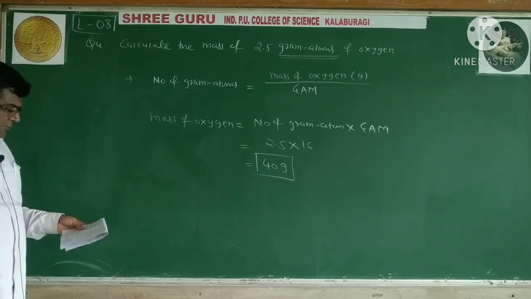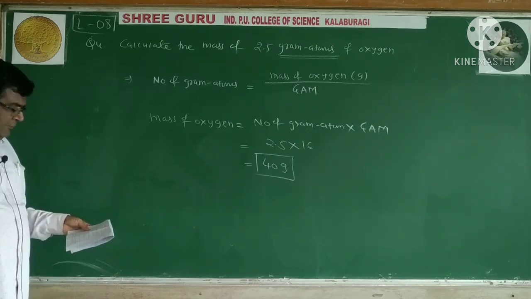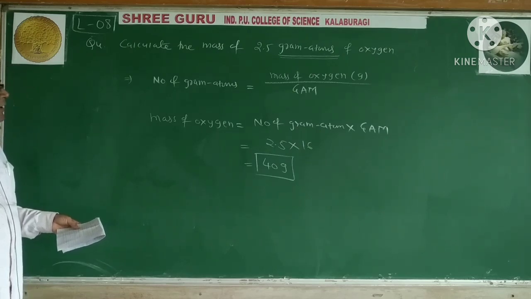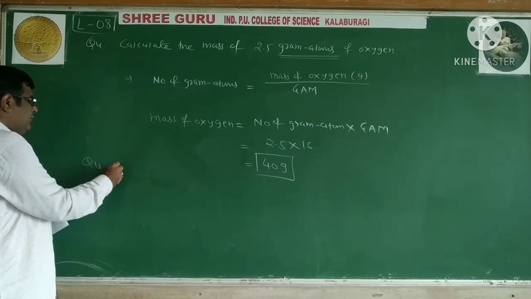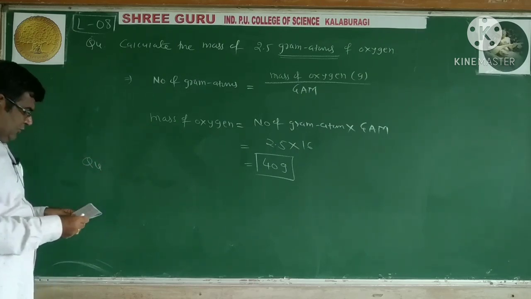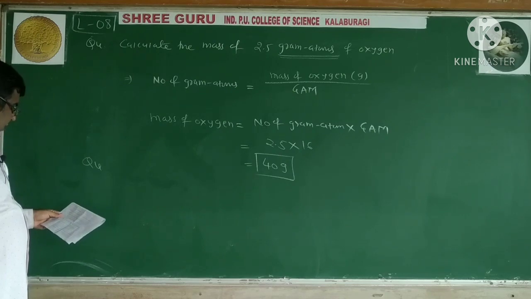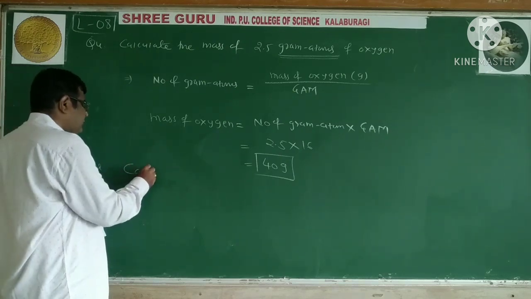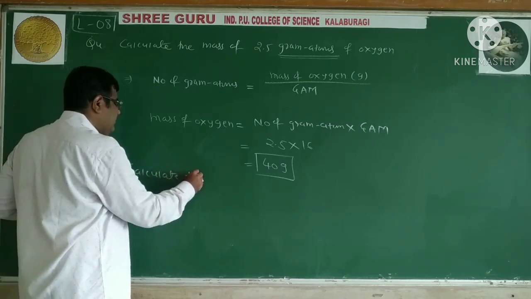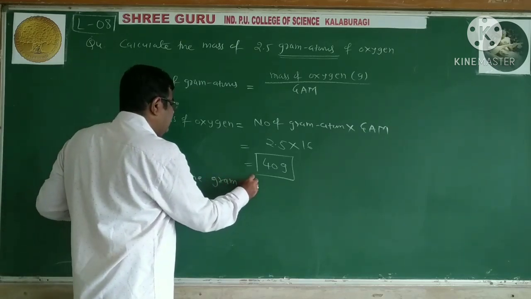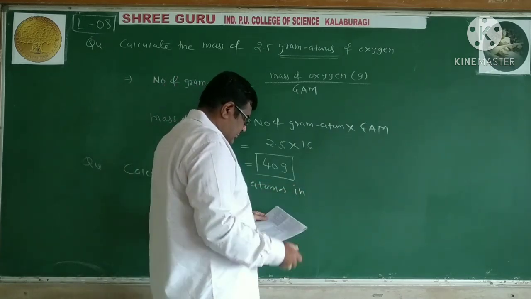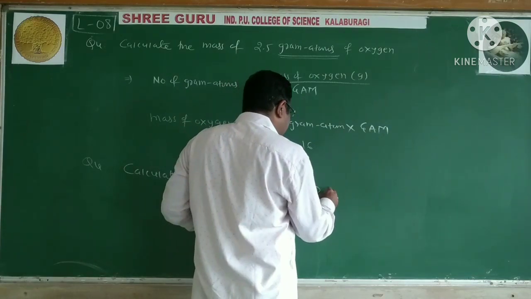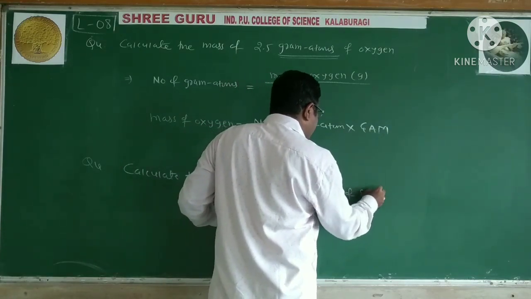Now the next one. Next question, I write here. You write this question and try to solve it. Calculate the gram atoms in 2.3 gram of sodium.